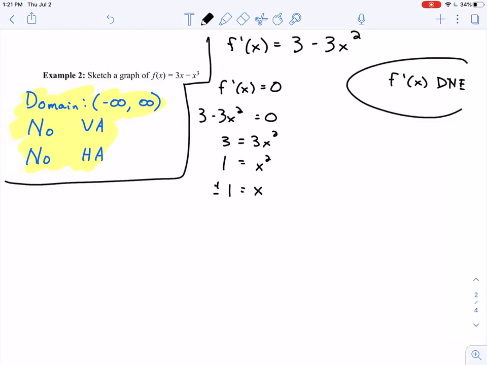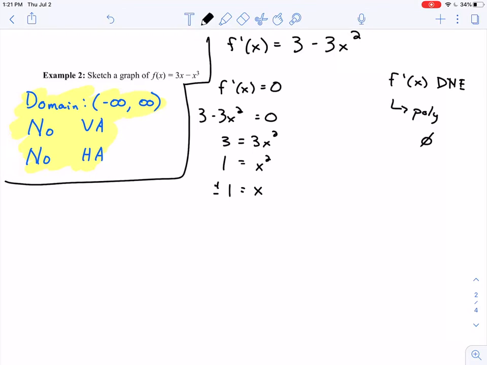I'll also want to look at where is our derivative undefined. Here's our derivative. Well, our derivative is a polynomial. F prime is a polynomial. It exists everywhere, so there are no additional critical numbers that occur from this. So, okay, I've got my critical numbers. What do we do next?